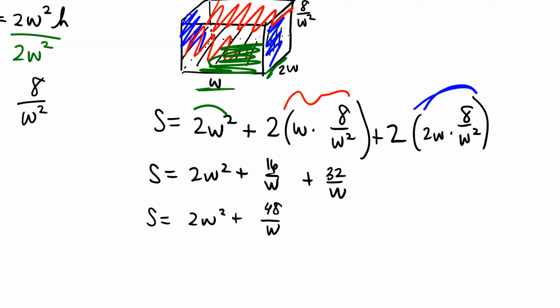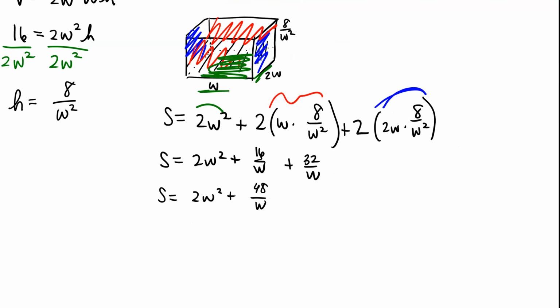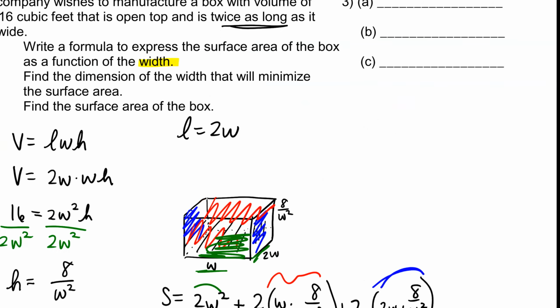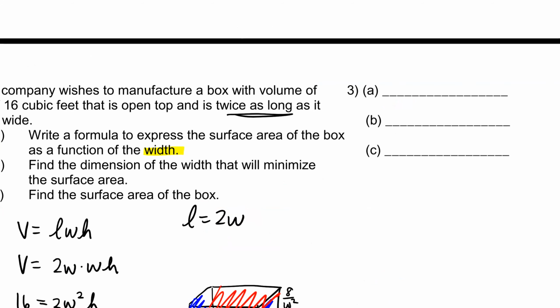Okay, part A. Done! No, never mind. When you're adding 16 over W and 32 over W, they have the same denominator. So it's 48 over W. Yeah. Okay.